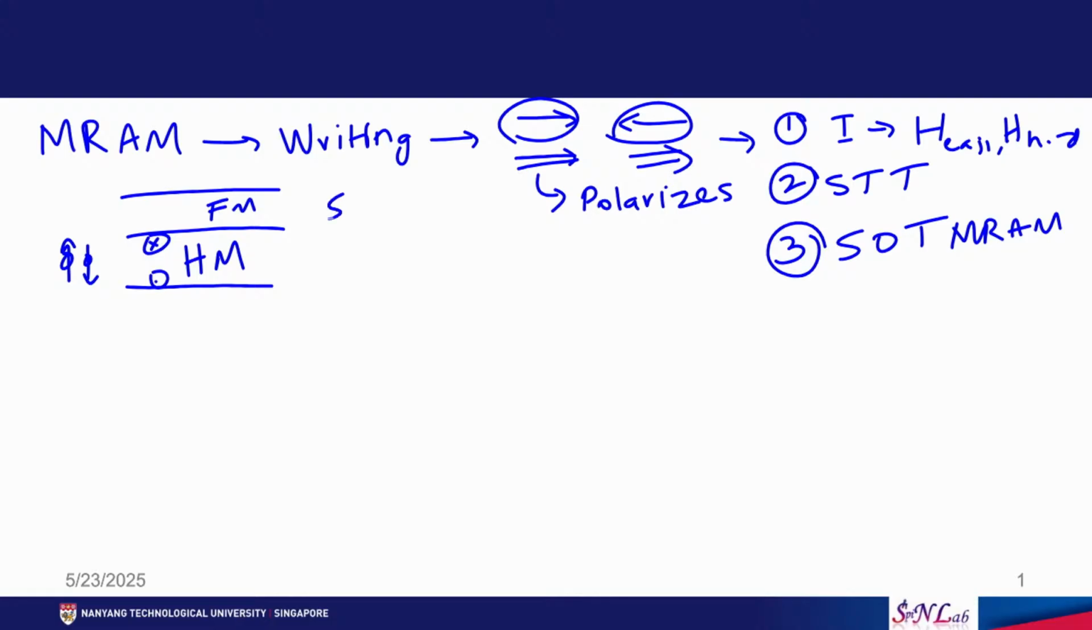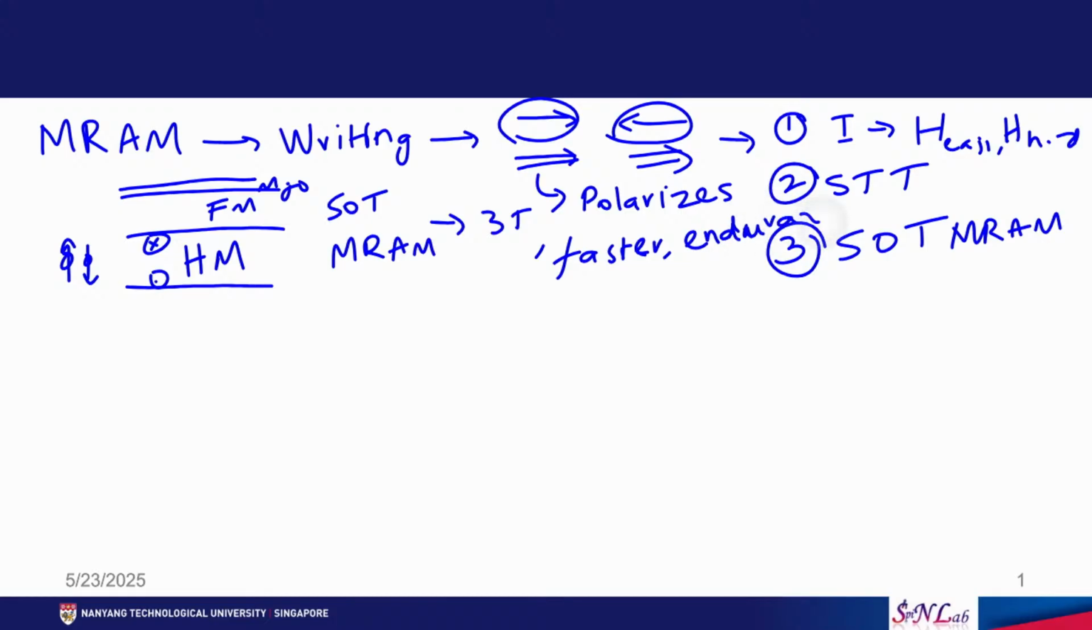We learned that SOT MRAM is a 3-terminal device. It is faster, and in this MRAM device we are not sending current through the magnesium oxide layer for writing information. So, it also has more endurance, which means you can write many times and still the memory device does not get spoiled. So, these are the three concepts that we learned day before.